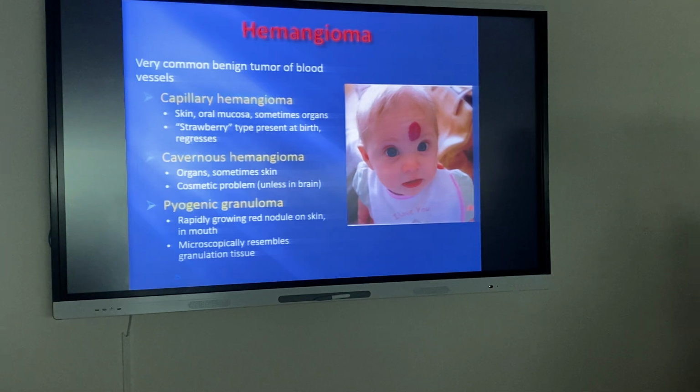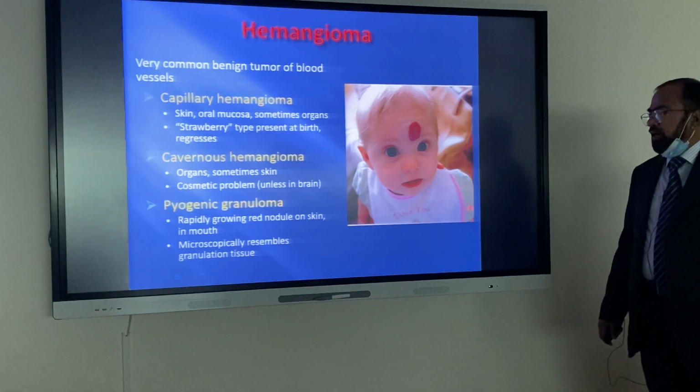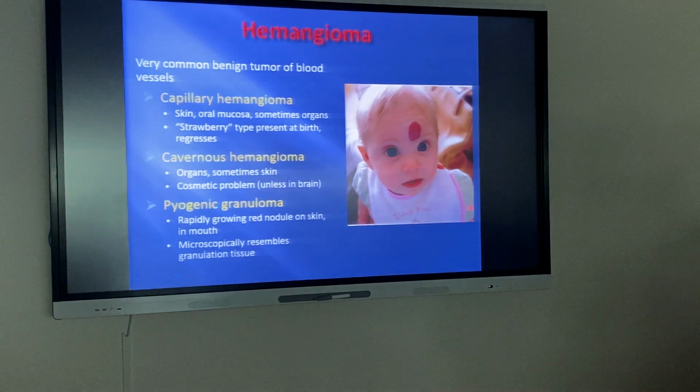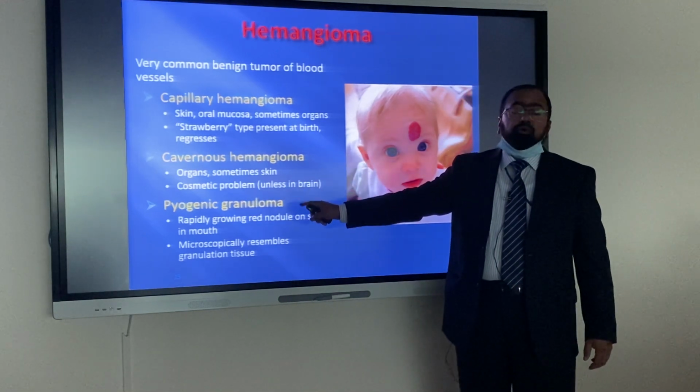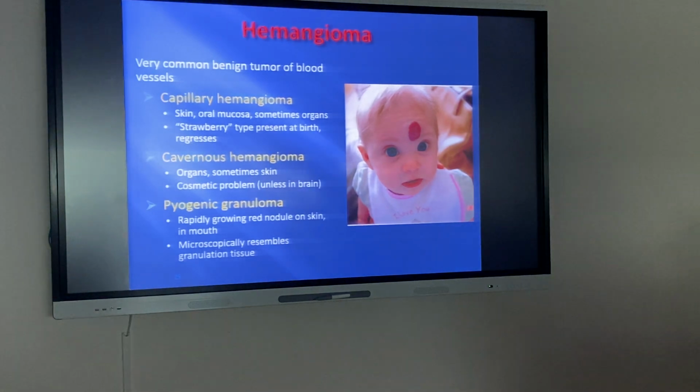Pyogenic granuloma is a rapidly growing red nodule on the skin or in the mouth. Microscopically it resembles granulation tissue. So suppose somebody has a cut on a lip and it is ulcerated. You know about inflammation. The first thing you see is the neutrophils, and finally after a few days a granulation tissue is formed. So the granulation tissue is exactly like hemangiomas. So sometimes we just name it pyogenic granuloma, although it's not a granuloma. It's not a true term, but we call it that if we see a granulation tissue.